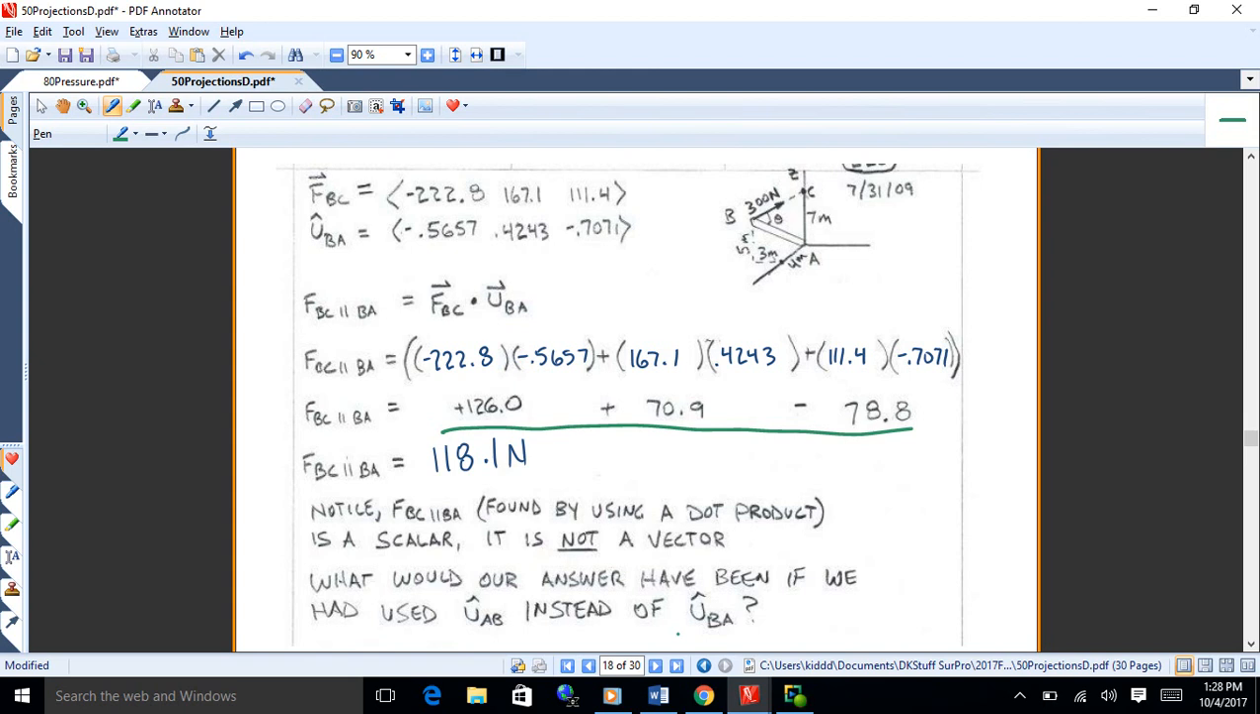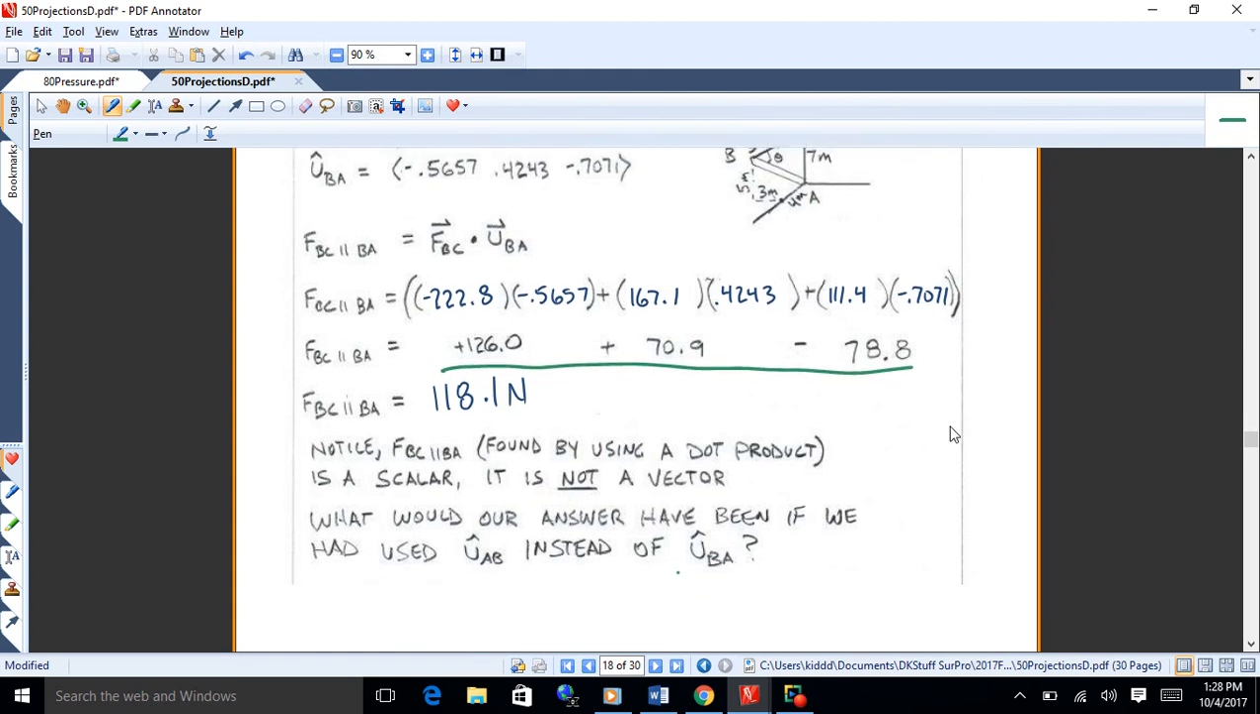We good with that? Doing all right? Now I got that little question down there that I think we already answered. If we would have used UAB instead of UBA, all that would have happened was we would have gotten negative 118.1. No big deal, okay? Doesn't make any difference. Just turn it around. If you pick the wrong direction for the unit vector, it's not a big issue at all. You don't have to redo it or anything like that. Just realize it goes the opposite direction you assumed. That's all.